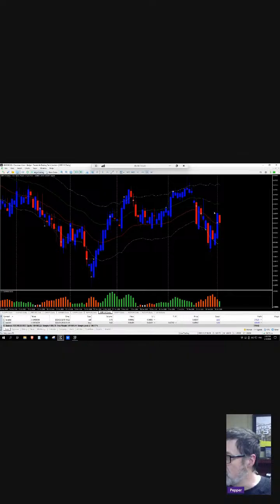Pound Swiss, nothing to do here. See these two lines here, the green line and the red line? Anything inside of there is no man's land. I don't do anything. A lot of things are inside that.